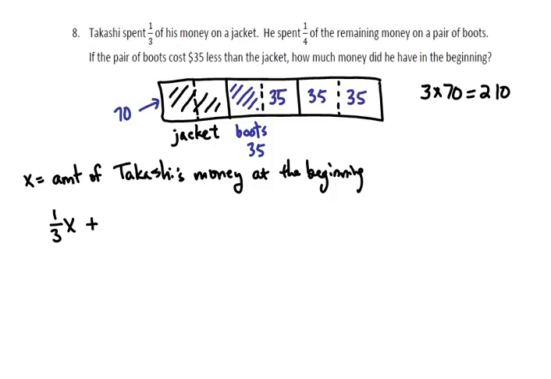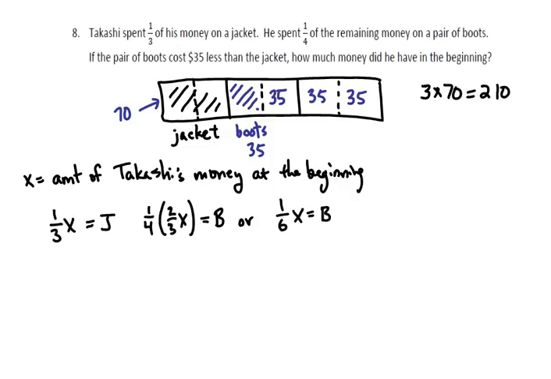Well, this is a little bit difficult, so what I'm going to do instead is this. Say a third of his money he spent on the jacket. So I'm going to say a third of x is j. Then a quarter of the remaining money, so a quarter of 2/3 of x equals b. And another way of doing that would be 2/12 or 1/6 of x equals b.